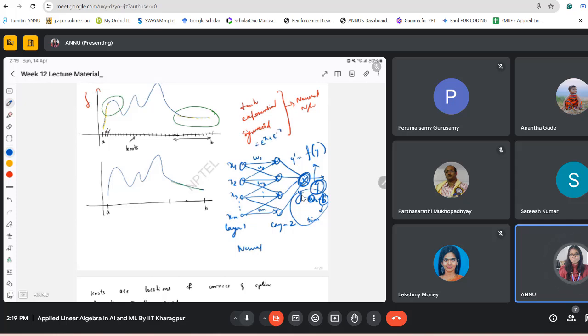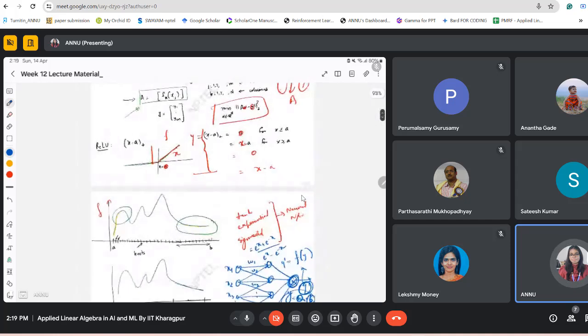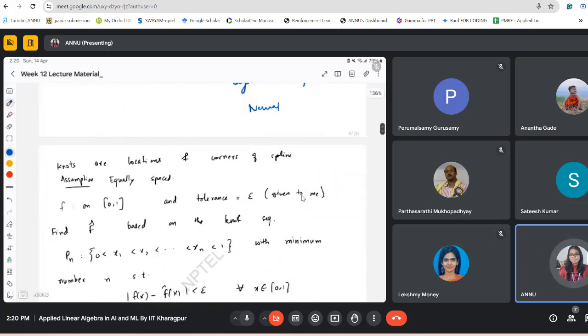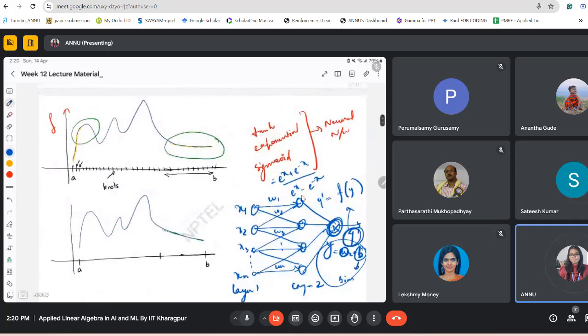So you want the minimum number such that this approximation is less than some value. This is some tolerance, which is very much less than 1, so it will be around 0.01 or something. So you want this, okay? F is given, you want f cap such that this holds, and you also have the knots. Okay, so how will you do that?